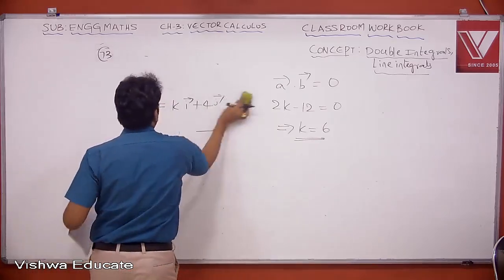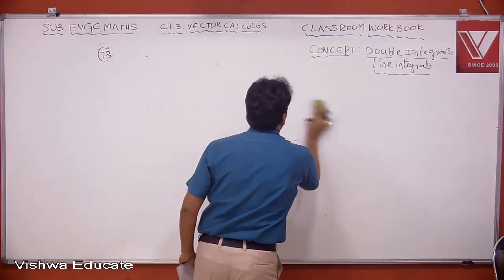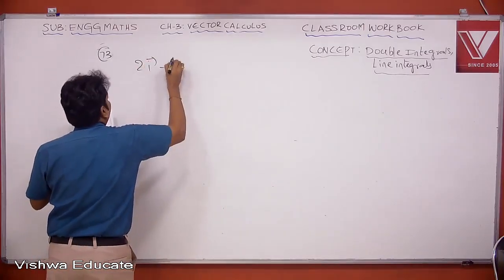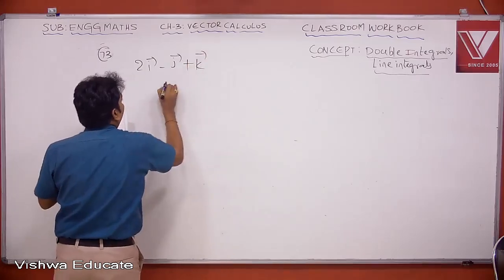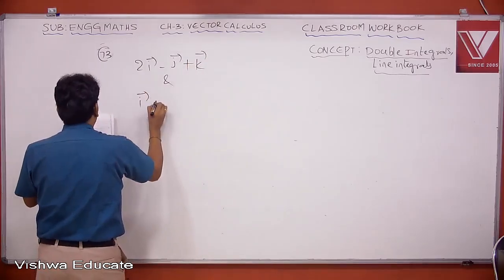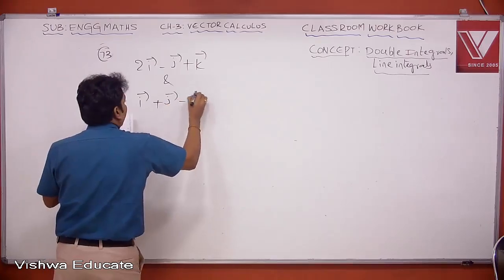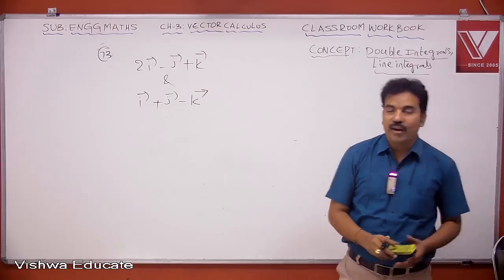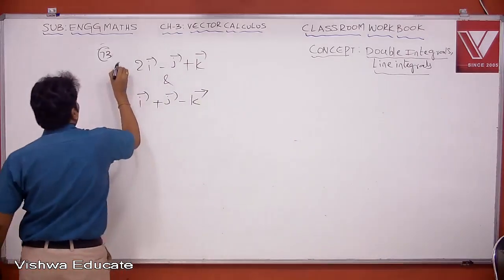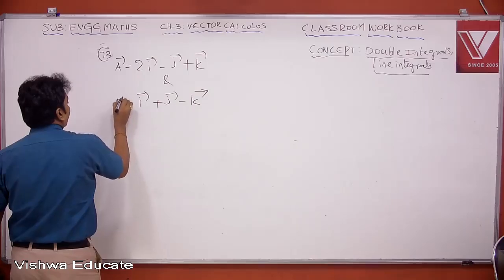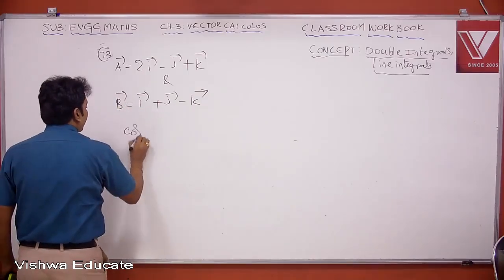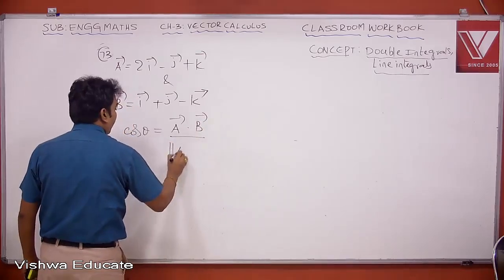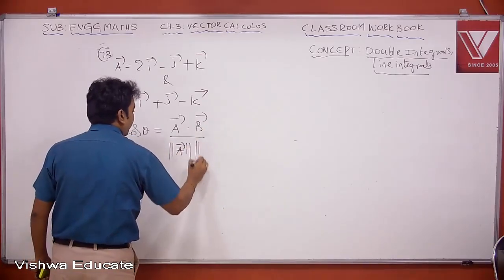The angle between the vectors 2i bar minus j bar plus k bar and i bar plus j bar minus k bar is, options are given. So we need to find the angle between these two vectors. Assume that this vector is a bar and this vector is b bar. So let us apply the first formula. Cos theta is a bar dot b bar divided by norm a bar times norm b bar.